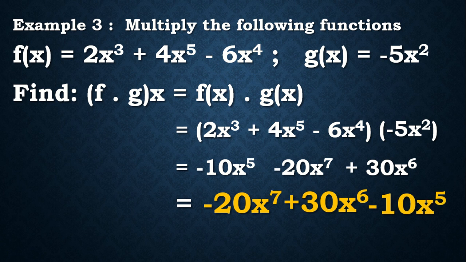Descending order means from the highest exponent, which is 7, down to the lowest exponent: 7, 6, 5. And this will be our answer for example number 3: negative 20x to the 7 plus 30x to the 6 minus 10x to the 5th.